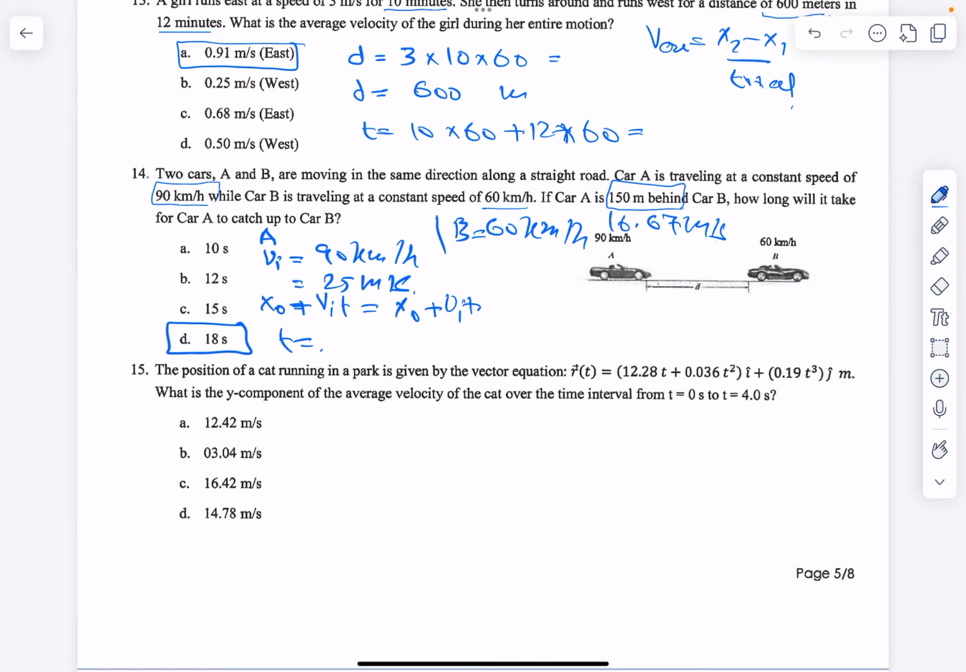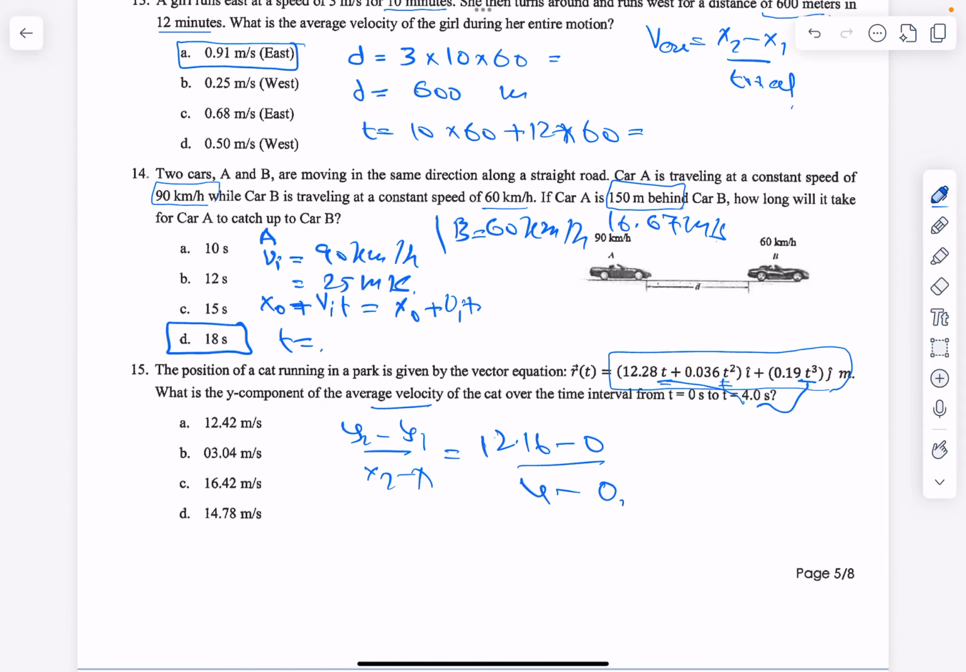So the position of the car is given by this position vector, 0 to 4 to 5, average velocity. So average velocity is (y2 minus y1) over (x2 minus x1). First we substitute 0 as t, it will give you 0, and then we put 4 into t, and it will give you 12.6 minus 0 over 4 minus 0. So you will get this.